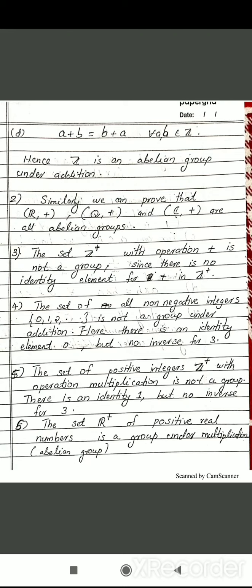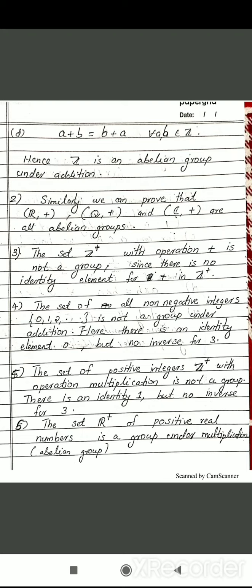Clearly we can say that there is no identity element for addition in Z plus. So, Z plus is not a group under addition. What is the reason? There is no identity element for addition in Z plus.